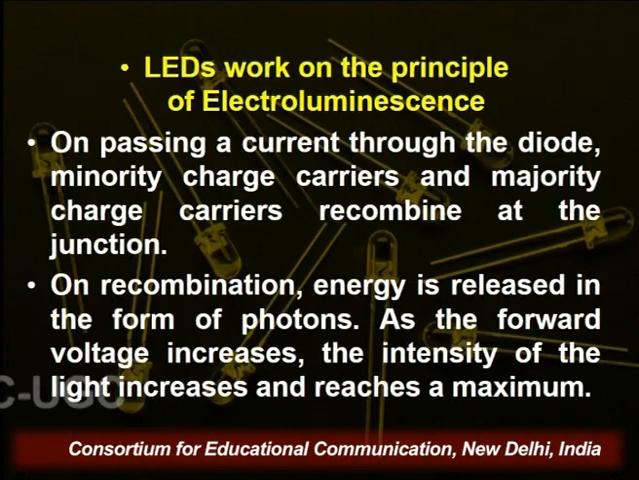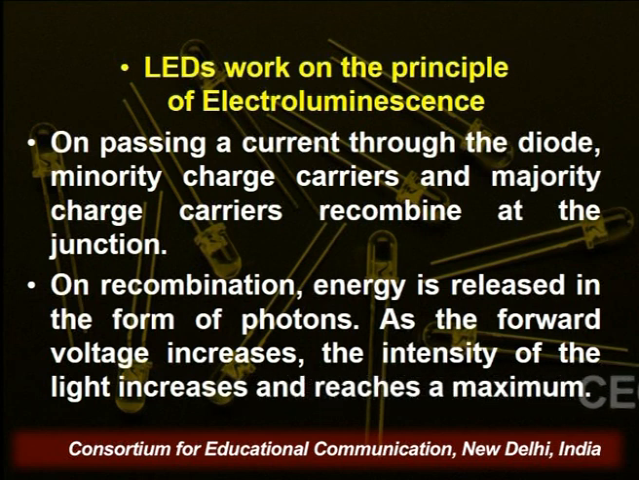So now, LED works on the principle of electroluminescence, that we have to remember. On passing a current through a diode, minority charge carriers and majority charge carriers recombine at a junction, that we all know. Then we get the depletion layer. On recombination, the energy is released in the form of photons, and those photons emit the light. As the forward voltage increases, the intensity of light increases and it reaches the maximum, and we get the maximum output through these LEDs.